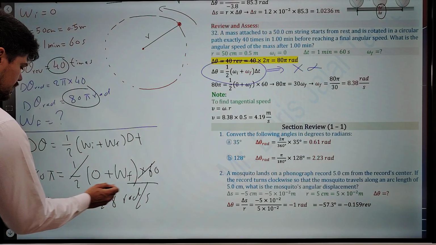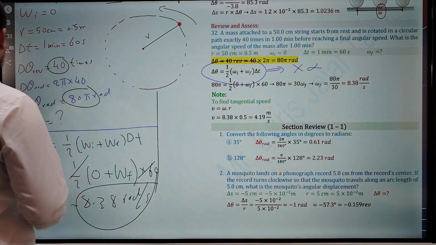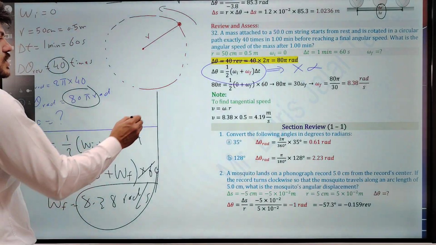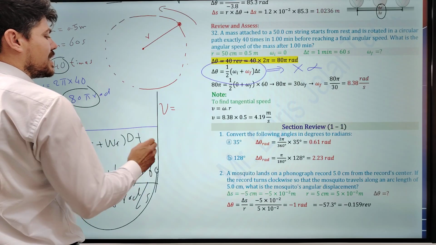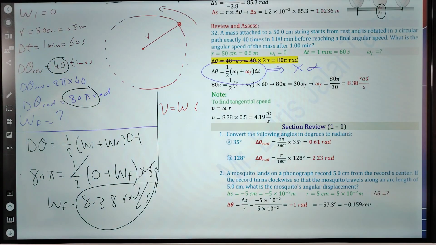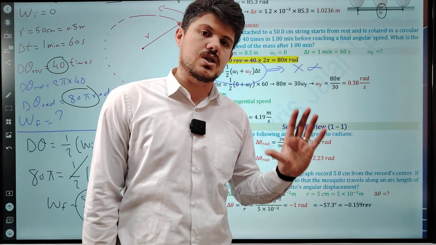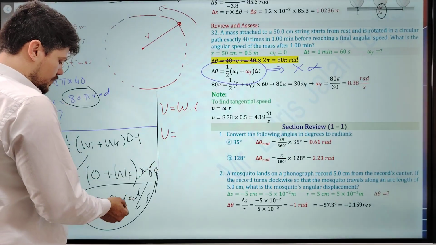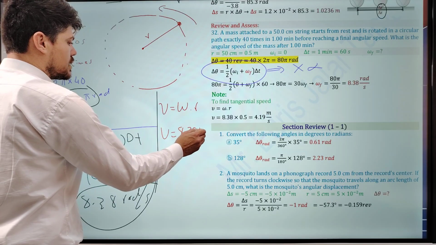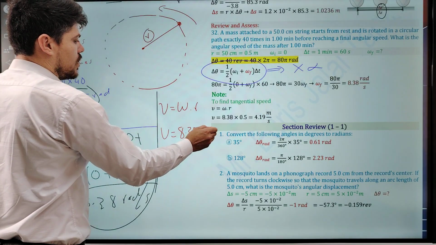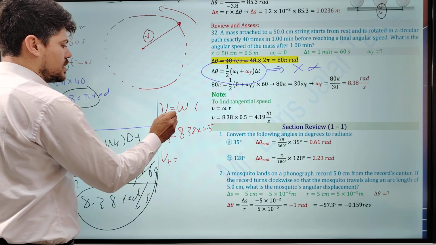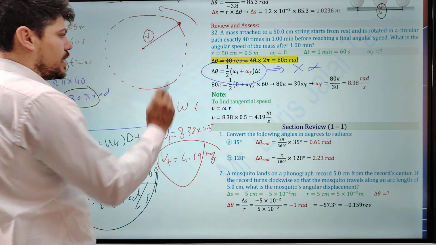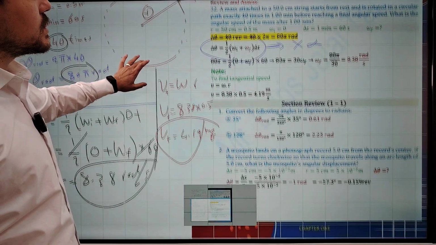rad per second. In the next section, if the tangential speed is unknown, tangential speed is equal to angular speed times r. After we study tangential speed, I'm going to remind you about this question. Do we have omega? Yes, we found it, 8.38, times the radius, which is 0.5. The tangential speed is equal to 4.90 meter per second. That is all about section 1.